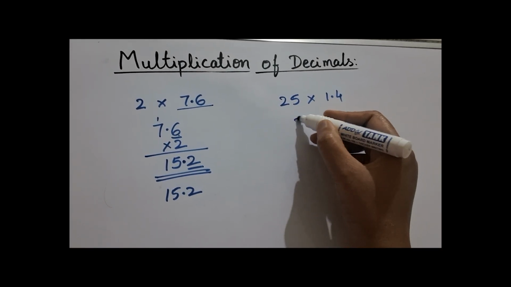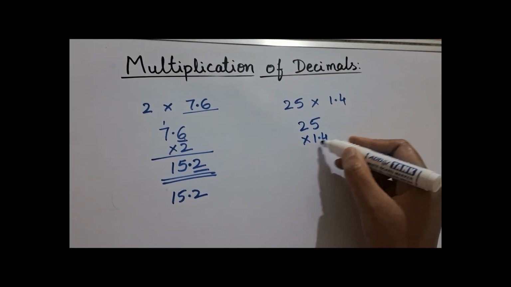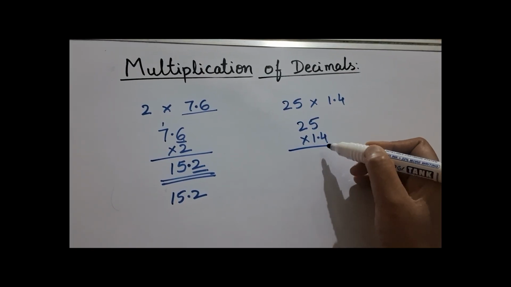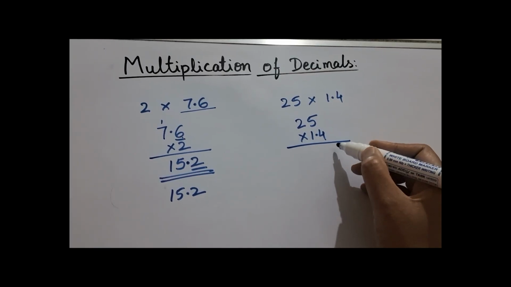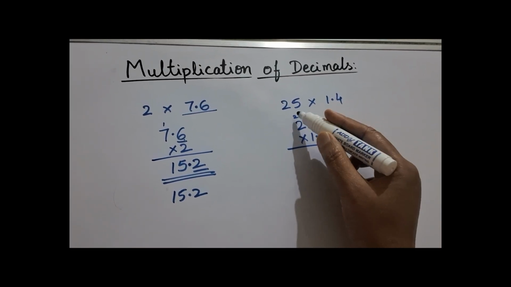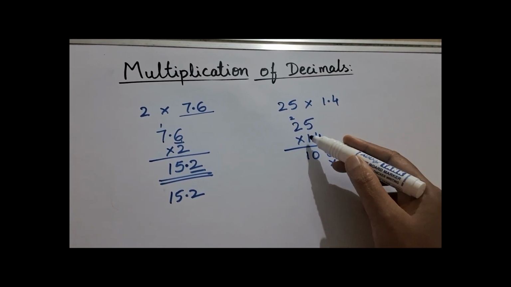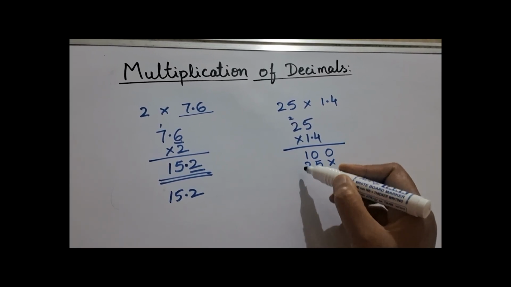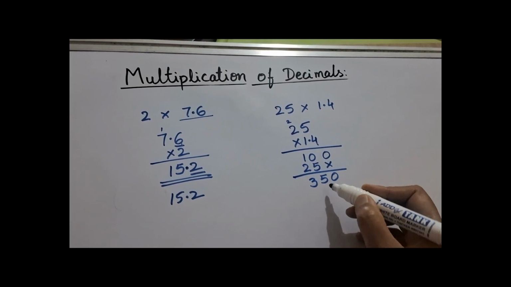Okay. Now coming to the next one, children. 25 into 1.4. We have to multiply 25 with 1.4. Here 1.4 is the decimal number. Now without considering the decimal point, normal multiplication we will do. 4 into 5 is 20. 0 here, 2 carry. 4 into 2, 8. 8 plus 2, 10. Okay. Now we leave this place, and 1 into 5 is 5 and 1 into 2 is 2. Now if you add these, we will get 350.